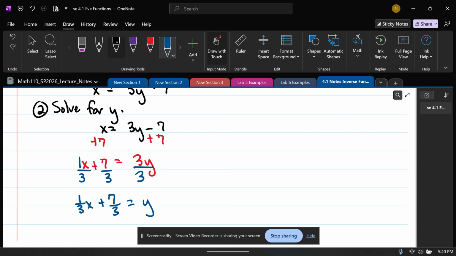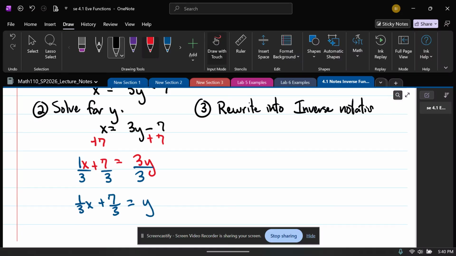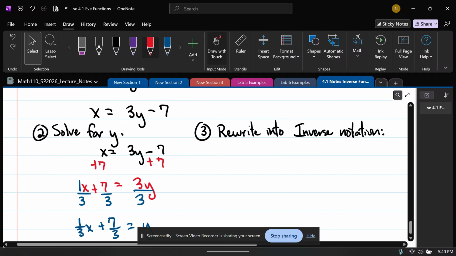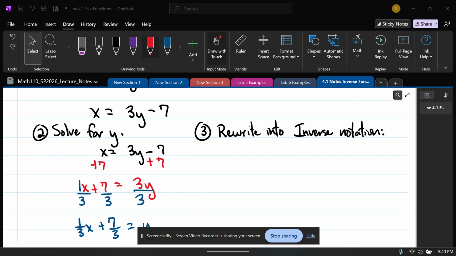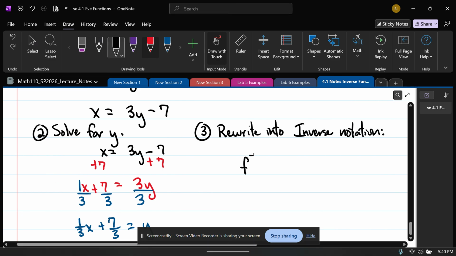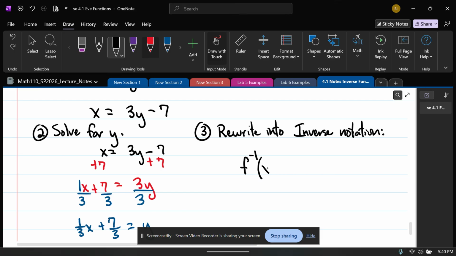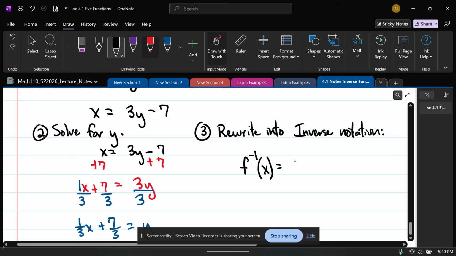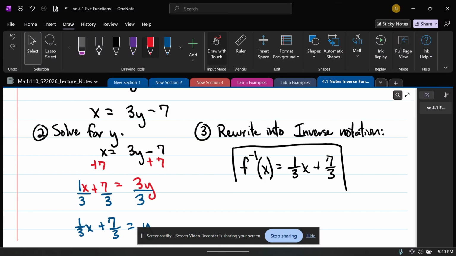So the last step is rewrite this into inverse notation. Inverse notation is this. It was f of x to begin with, so to write inverse, you write an f, then a little -1 exponent, x. The way that's read is f inverse of x is equal to 1/3 x plus 7 over 3. That's the inverse function notation.